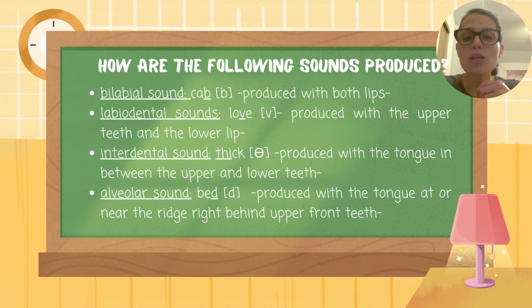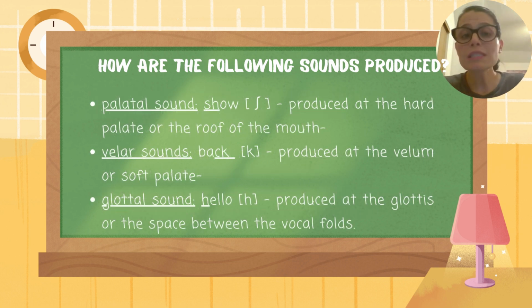Then we have the alveolar sound. As in the word bed, the sound d is produced with the tongue at or near the ridge right behind the upper front teeth. D, right? Alveolar sound. Okay, continuing with the sounds, we have the palatal sound as in the word show, sh. That sound is produced at the hard palate or the roof of the mouth. So it feels in the roof of the mouth.